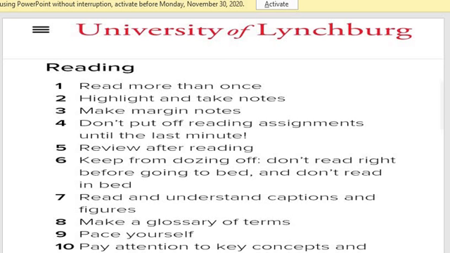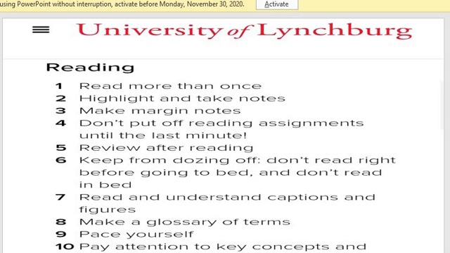Okay, next is don't put off reading assignments until the last minute. Never put off things that are important for you. These things help you progress in life. This not only helps you in university, it will help you in your future. So do not put off reading assignments until the last minute. Try to rewrite and reread this point.